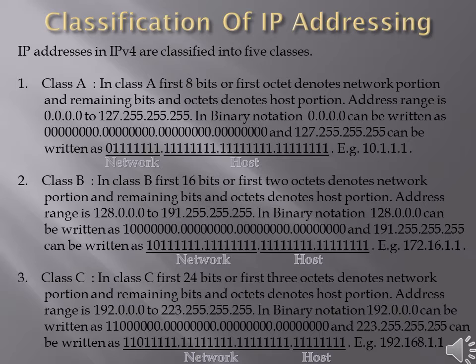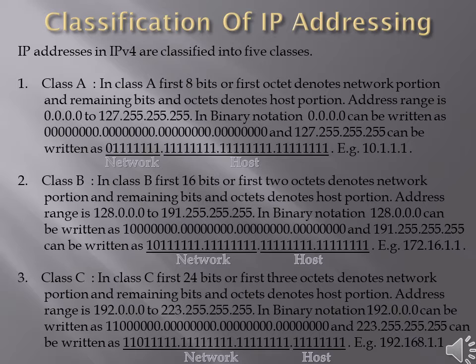Class C. In Class C, the first 24 bits or first 3 octets denote the network portion and the remaining bits and octets denote the host portion. For example, 192.168.1 is the network part and the fourth octet, that is 1, is the host part. Address range is 192.0.0.0 to 223.255.255.255.